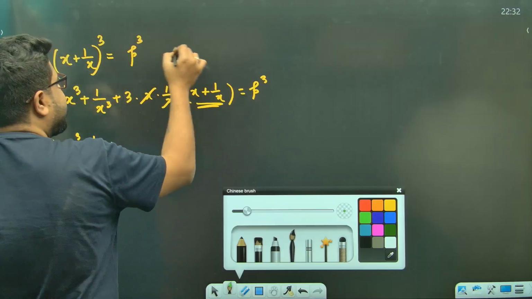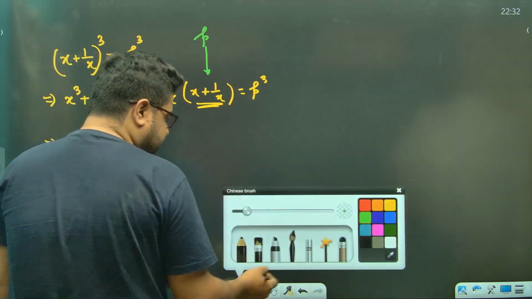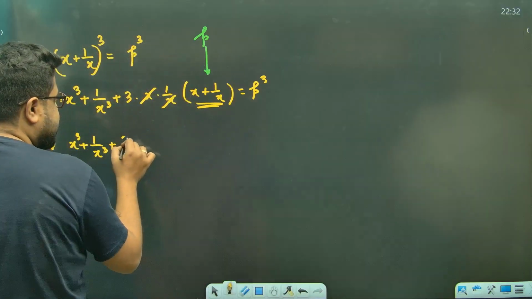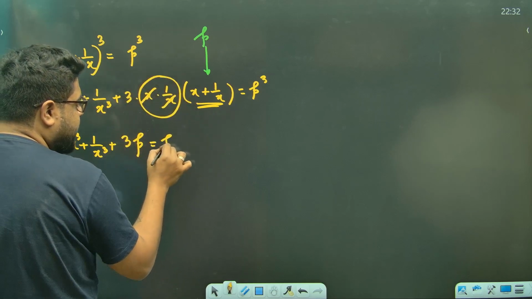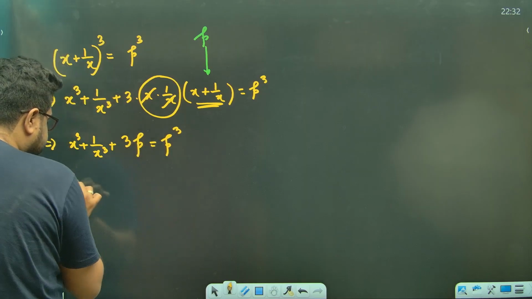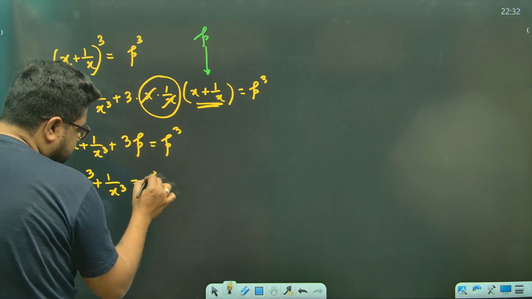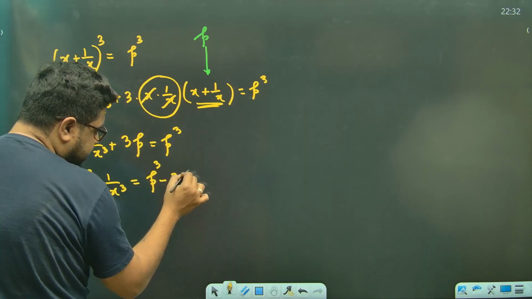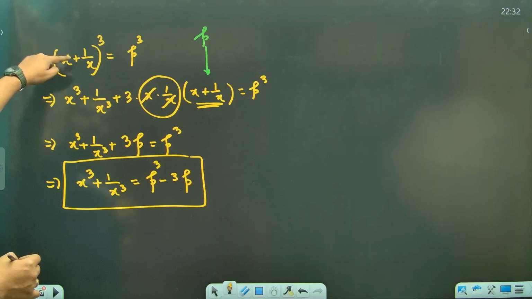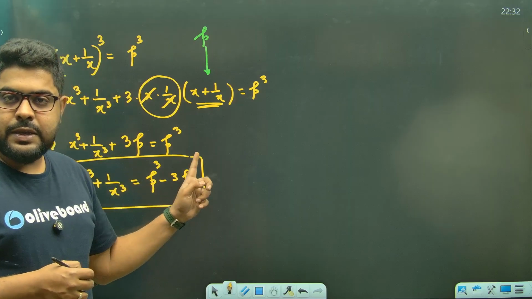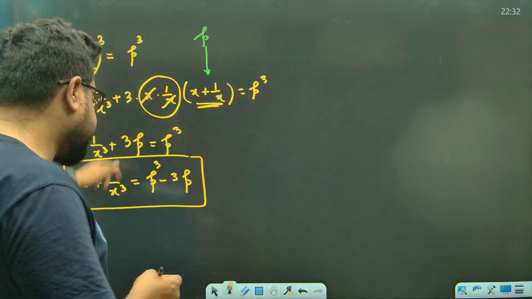Sir, x plus 1 by x was equal to p, right? We started only from here. So can I simply say, acha, that this is going to be 3 into p, because this 1 got cancelled. It is equal to p cube. So next line, sir, x cube plus 1 by x cube is going to be p cube minus 3p. And again, you see the rule of opposite signs. Plus was given, we got minus here. P cube minus 3p, sir. This is for cubes. Acha.